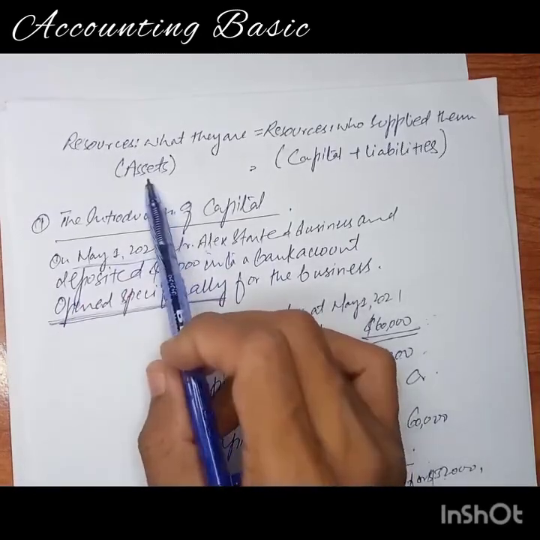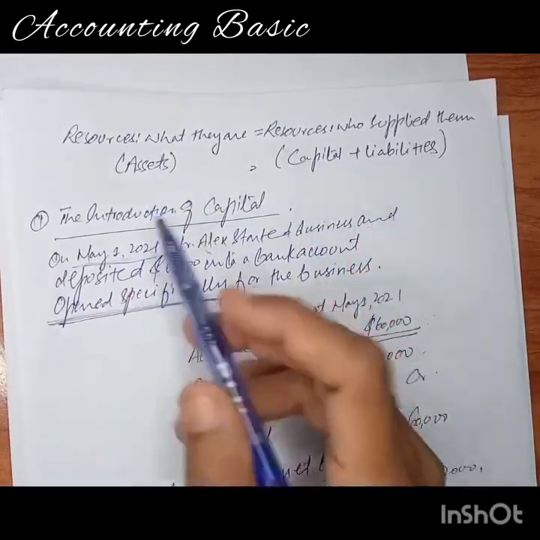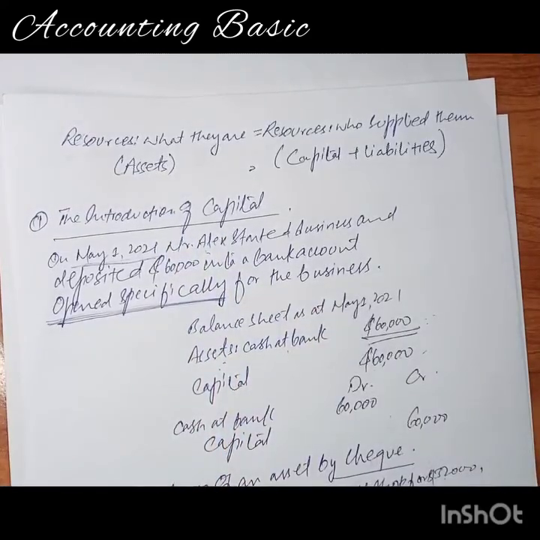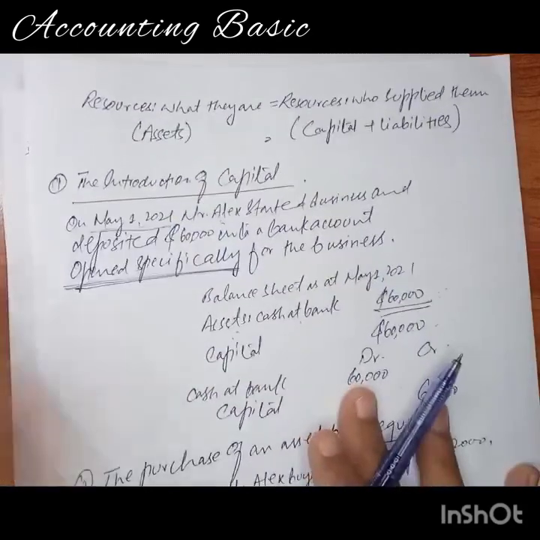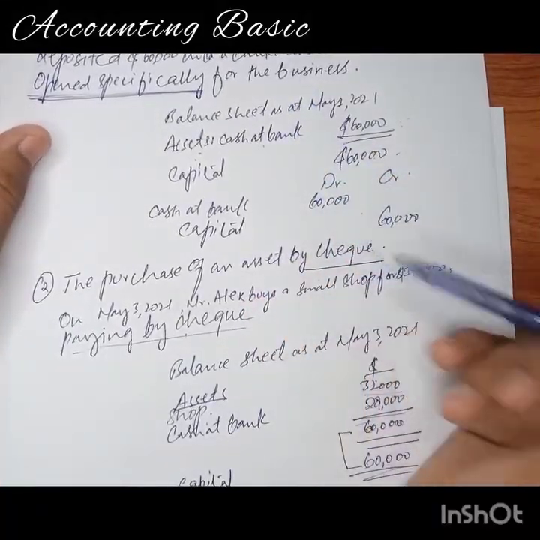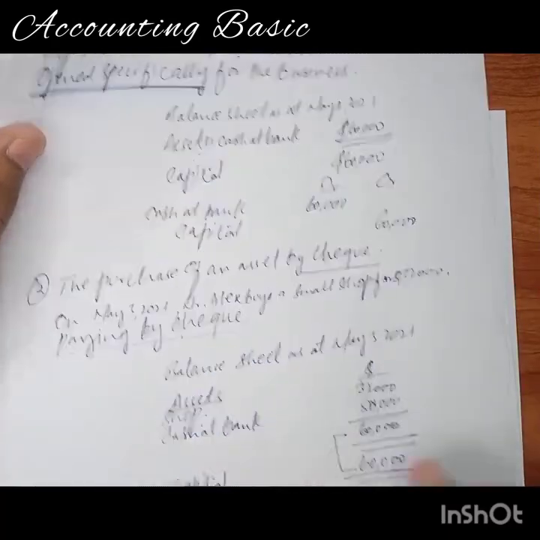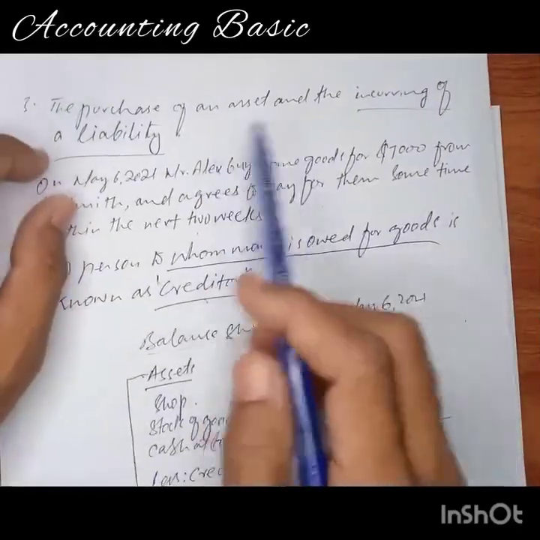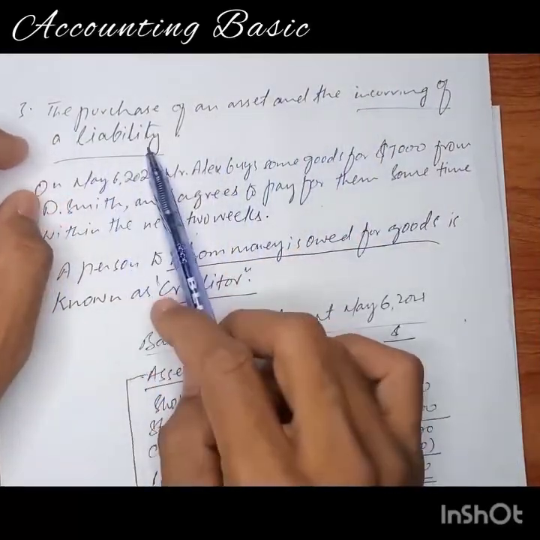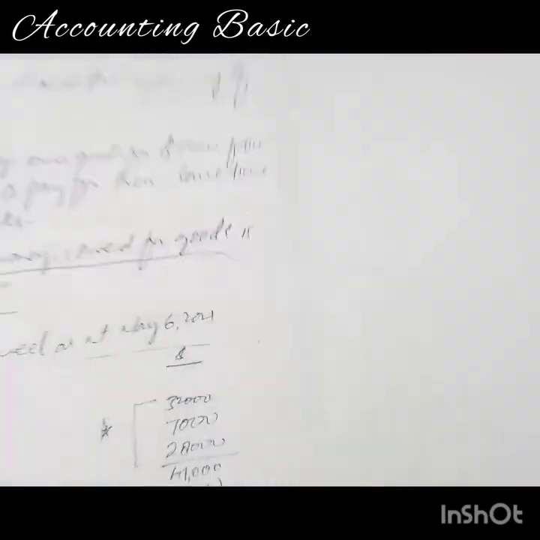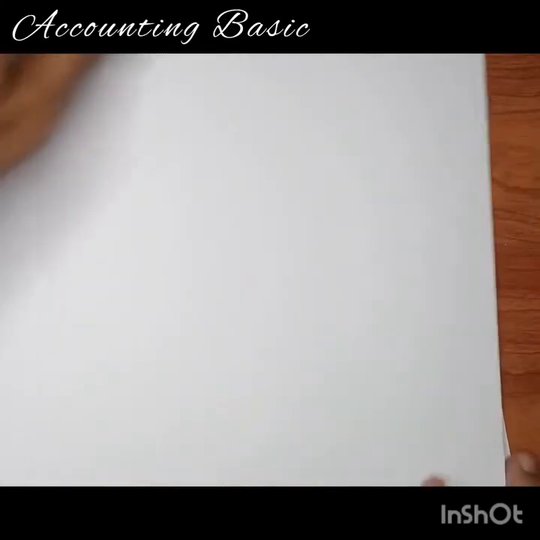Last time we discussed the accounting equation, assets equal capital plus liabilities, and a few examples: Mr. Alex started his business, the introduction of capital and the effect of the transaction in the balance sheet and the journal entries, the purchase of an asset by check, and the purchase of an asset and the incurring of liability. Just for a quick review, now today we take a few more examples.